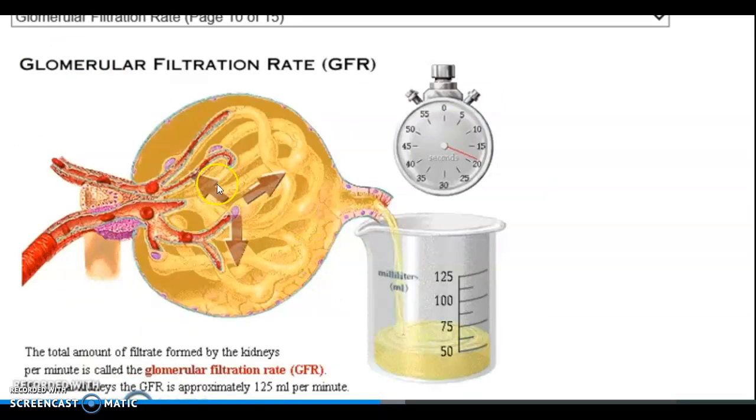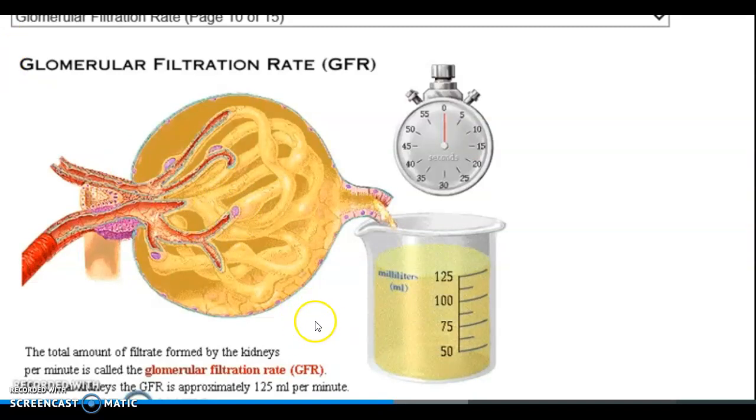Okay, so we have to push a certain amount of fluid out of here, because what we're going for is our GFR, or glomerular filtration rate, which we like to maintain at about 125 milliliters per minute. We wouldn't be able to if that pressure changed too significantly over a period of time.